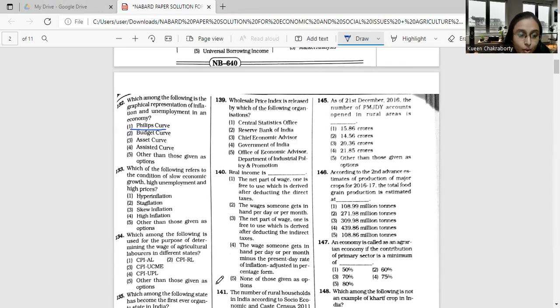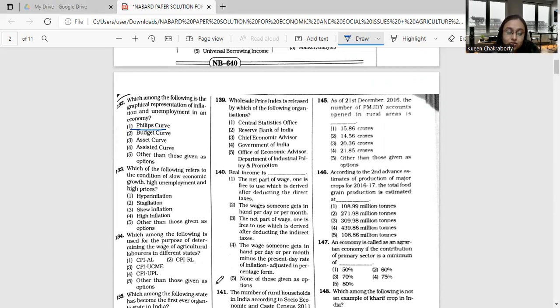Moving on to question number 133. Which of the following refers to the condition of slow economic growth, high unemployment, and higher prices? Hyperinflation, stagflation, skew inflation, high inflation, or other than those given in the options. So we have one question which is talking about slow economic growth. Let me explain this, then I think you will be able to answer it yourself.